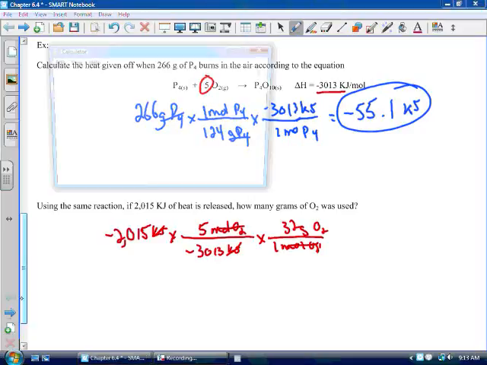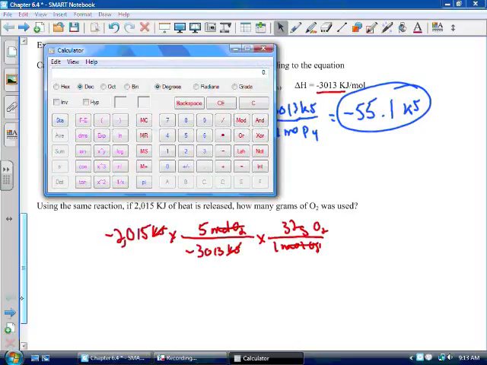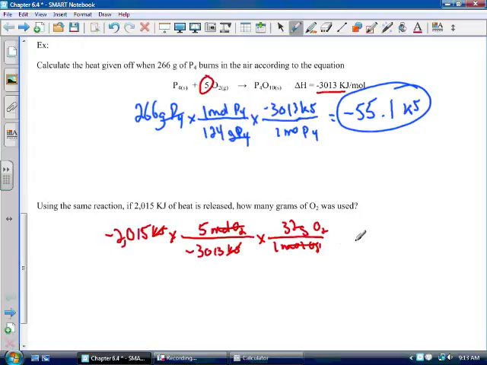So mathematically, with my calculator, I take negative 2,015, clear that, okay, 2015 times 5 divided by negative 3013 times 32, and I get 107 grams of O2.